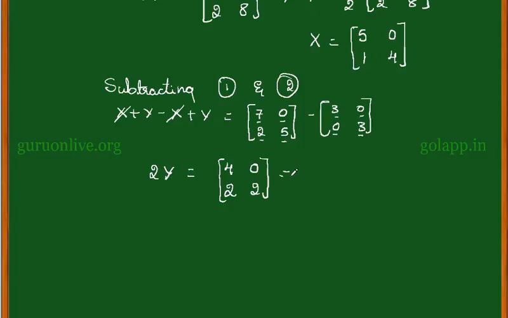So I need to solve for y, so I can shift the 2 to the other side. I get 1 by 2 into that matrix. So if 1 by 2 is multiplied to the matrix, I get y as 4 by 2, which is 2, 0 by 2, which is 0, 2 by 2 is 1, and the last 2 by 2 is 1 again. So therefore x is equal to 5, 0, 1, 4 and y is equal to 2, 0, 1, 1.